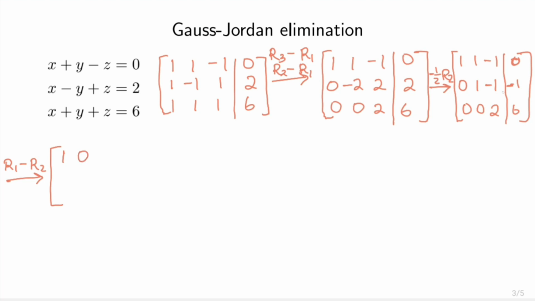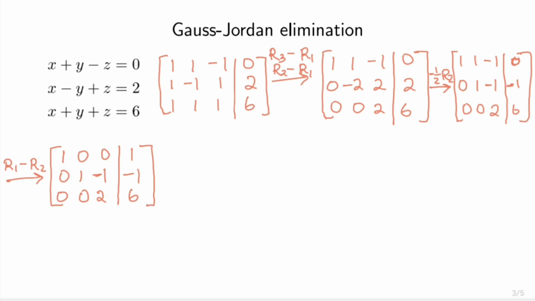Then we have minus 1 minus 1. So that's another 0. Then we have 0 minus 1. That gives us a 1. Then the second row remains unchanged. So we have 0, 1, minus 1, minus 1. And then we have the last row, which is 0, 0, 2, 6.